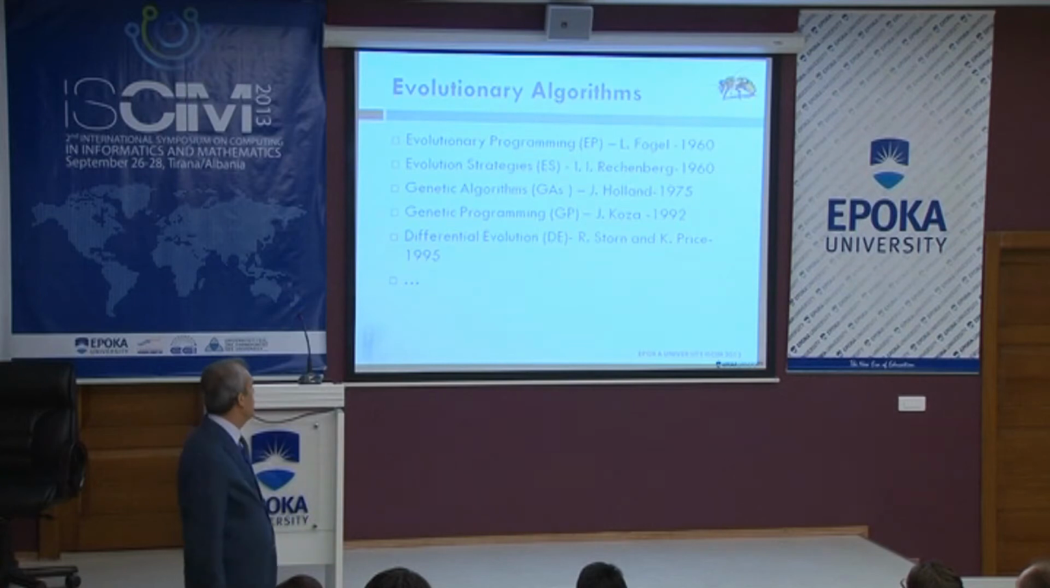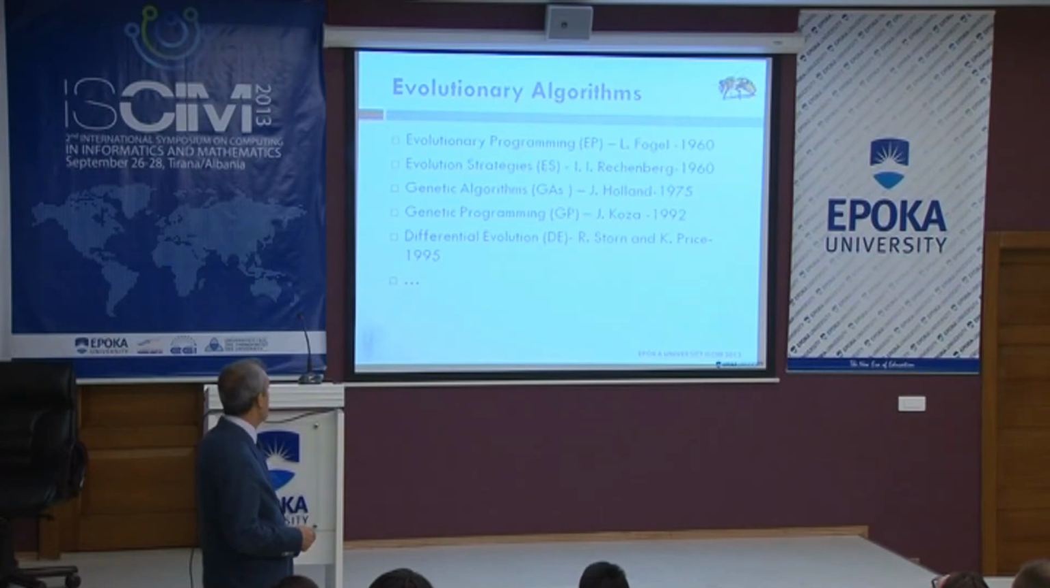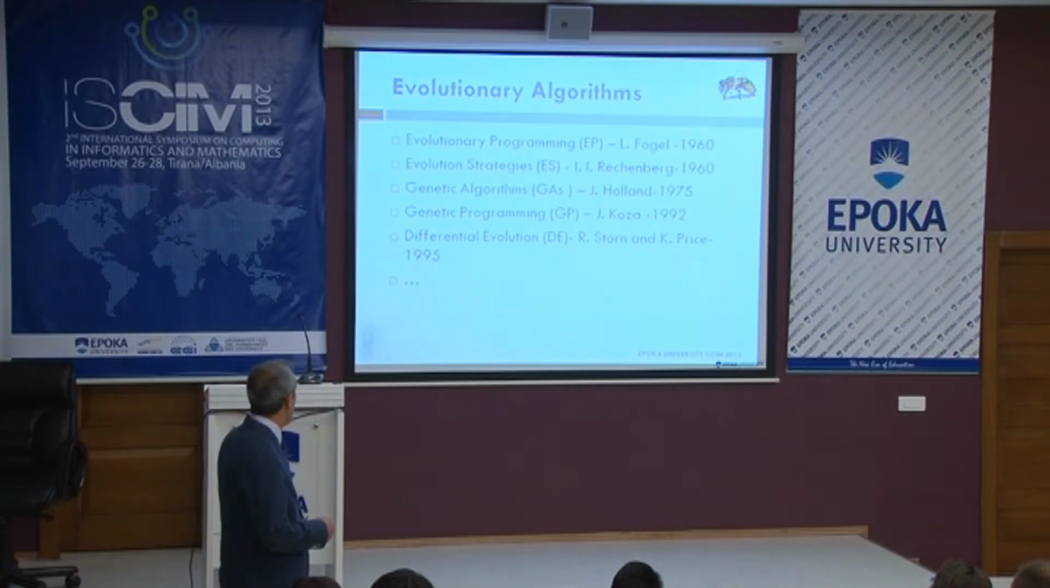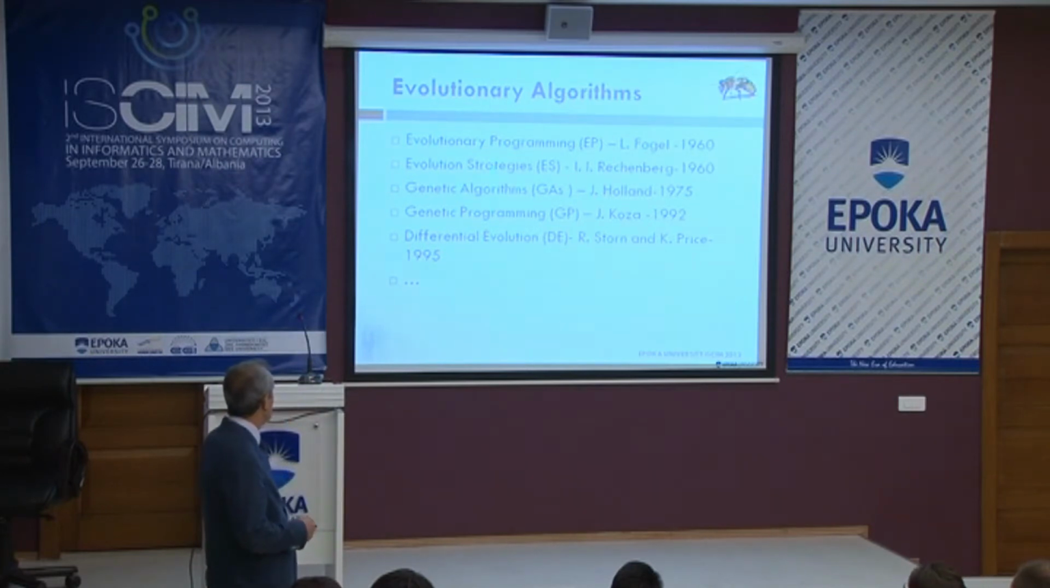The most popular evolutionary algorithms are evolutionary programming, introduced in 1960, evolution strategies, also from 1960, genetic algorithms in 1975, genetic programming in 1992, and differential evolution, which I think is the newest one at the moment. Of course, we still use these algorithms now to solve our problems. The most widely used at the moment are differential evolution, genetic algorithms and genetic programming. They are used more than the other algorithms at the moment.